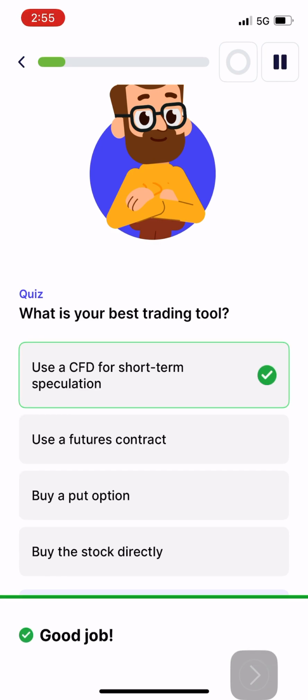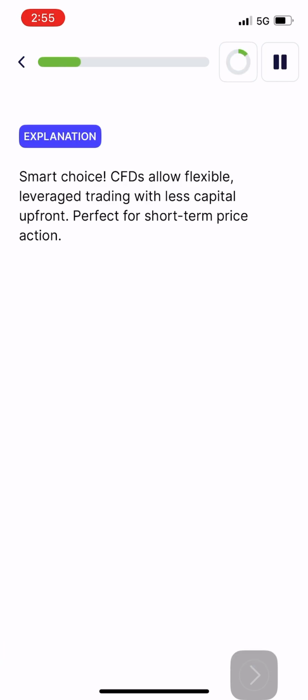Yes, you're right. Smart choice. CFDs allow flexible, leveraged trading with less capital upfront, perfect for short-term price action.